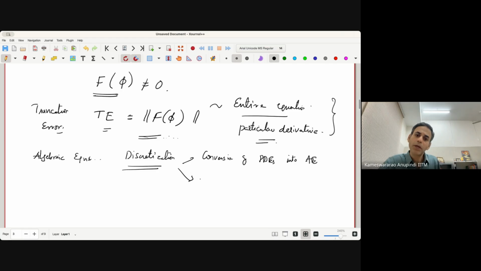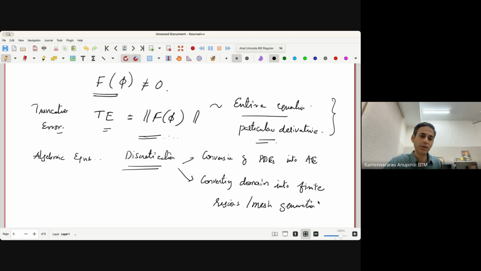Then it can also mean converting your domain, whatever is the region of interest, into finite regions, also known as mesh generation. I think you're probably more familiar with the word mesh generation.